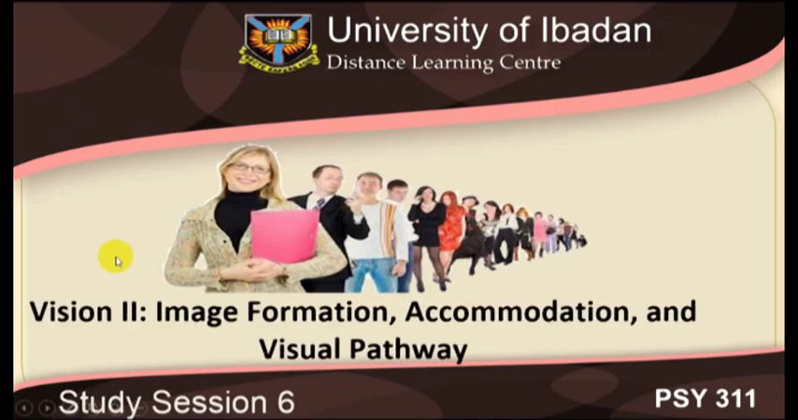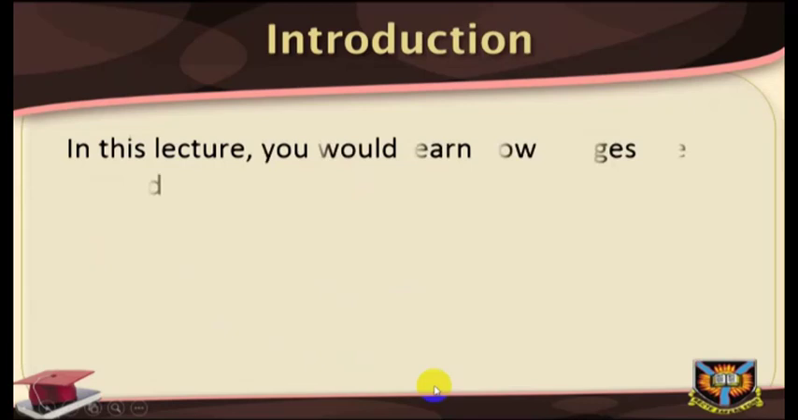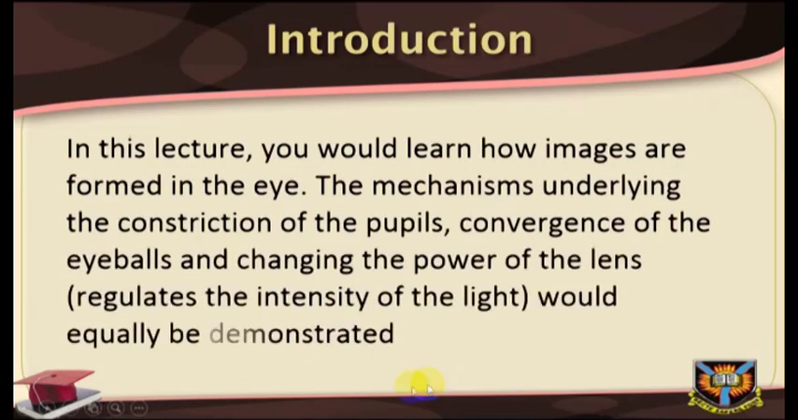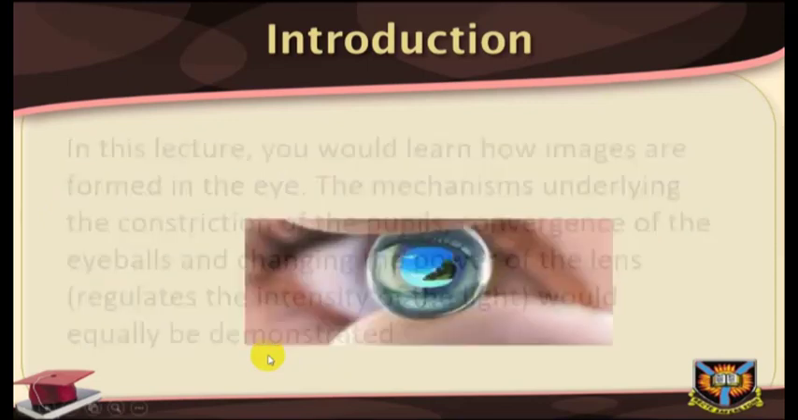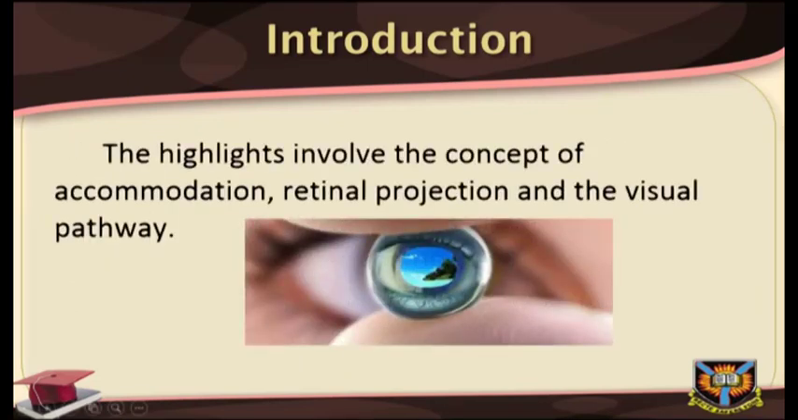In this lecture, you will learn how images are formed in the eye, the mechanisms underlying the constriction of the pupils, convergence of the eyeballs, and changing the power of the lens. How the eye regulates the intensity of light would equally be demonstrated. The highlights involve the concepts of accommodation, retina projection, and the visual pathway.